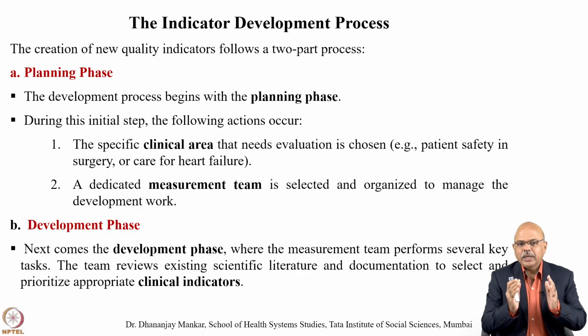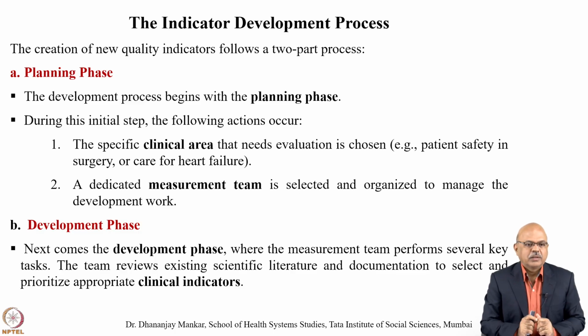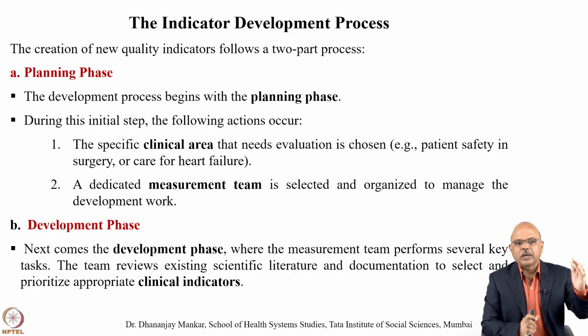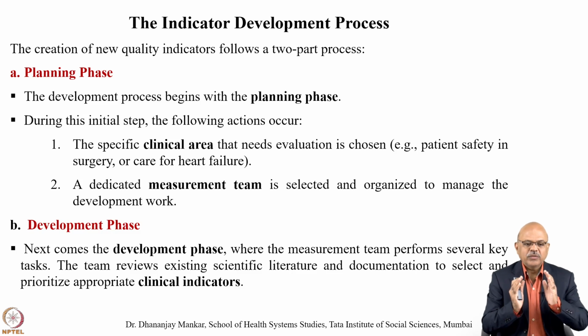Now, the indicator development process: we will see how the clinical indicator development process occurs. The creation of new quality indicators follows two steps, where the clinical indicator also has to go through the planning phase. Second is the development phase. The planning phase is the one where the process begins with planning. During this initial step, or the first step, as you can say, the following actions are taken.